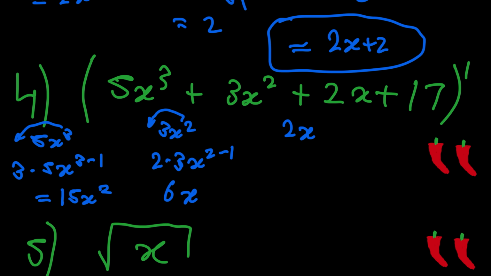So it's to the power of 1. Take the 1, bring it to the front. So it's 1 times 2x to the power of 1 minus 1, which is equal to x to the power of 0. So 2x to the 0, which is equal to 2.